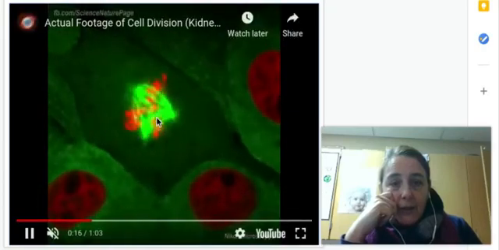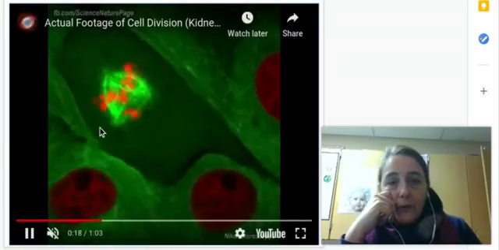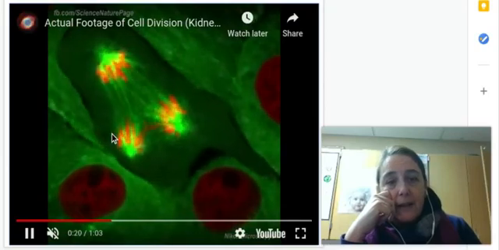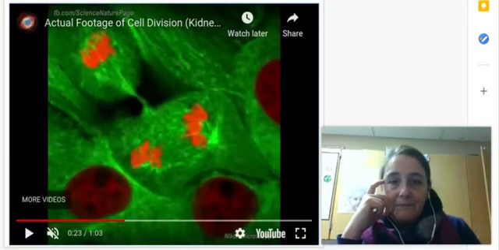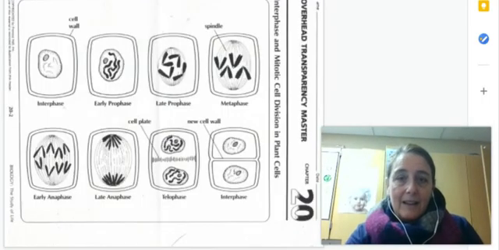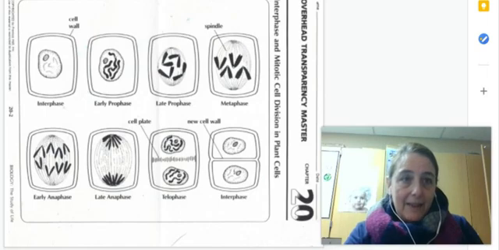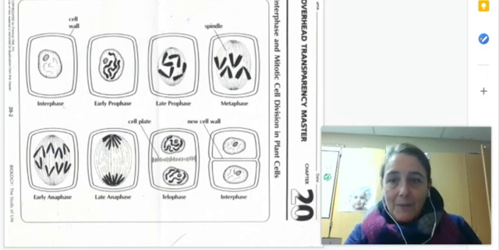One more time, you can see the chromosomes forming in prophase, and then you can see them getting lined up and then pulled apart. And that is mitosis.